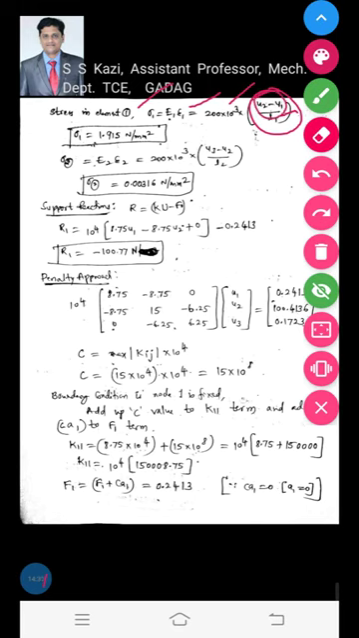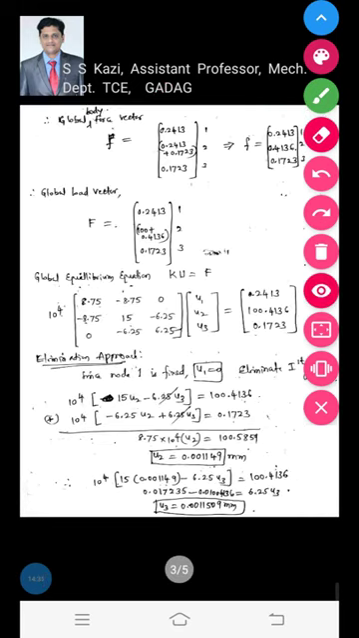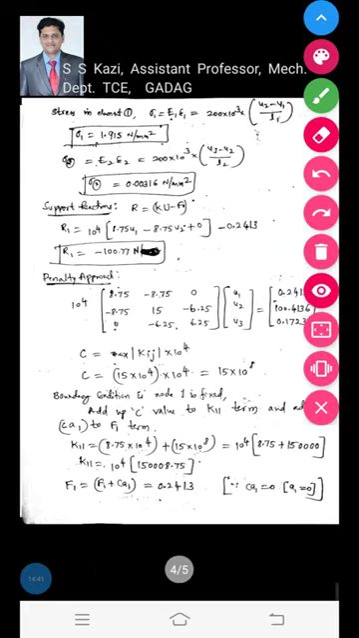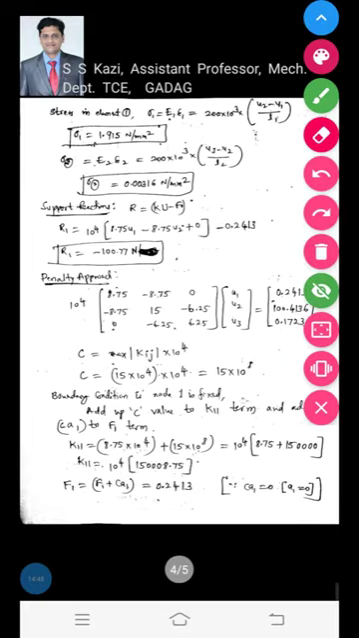Substituting these U2 and U1 values, just now we got the U2 value as this one and the U3 value is this one, U1 is 0. By substituting these values we will get the stress in each element. So we got sigma 1 as 1.915 Newton per mm square, that is, in element 1 a tensile stress of 1.915 Newton per mm square is induced.